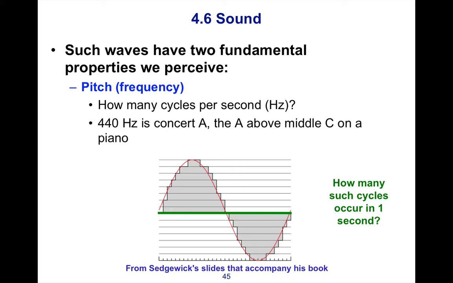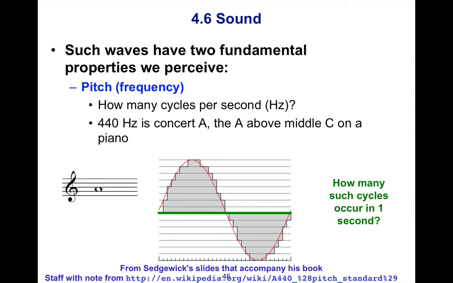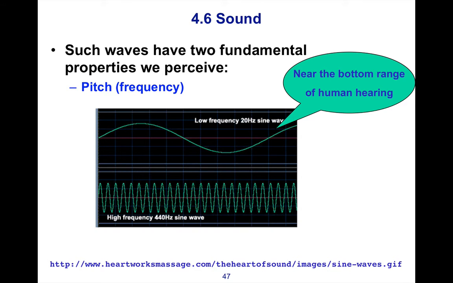So the question we would ask in terms of pitch is, how many cycles per second do we see from a given sine wave? If we look at the frequency of a sine wave, it may oscillate slowly, such as the top curve shown here, which is about 20 hertz, 20 cycles per second. This turns out to be near the bottom range of what we humans can perceive in terms of pitch. Shown below that is a sine wave that oscillates at 440 hertz, about 20 times as fast, and that represents concert A, the A above middle C.